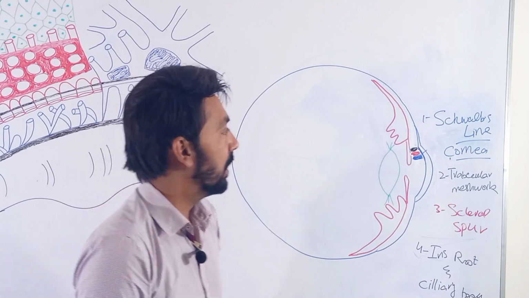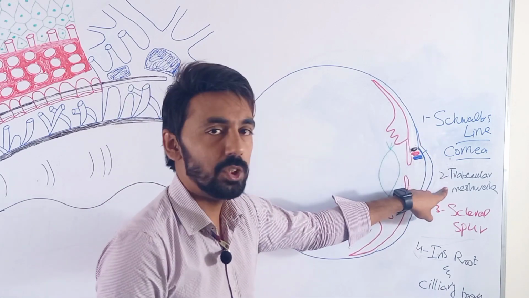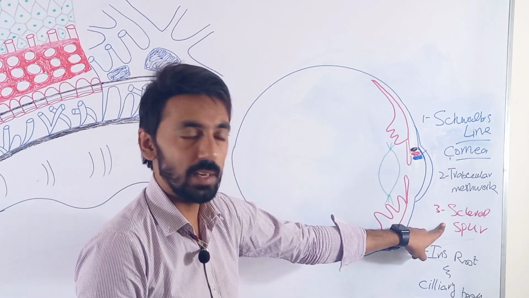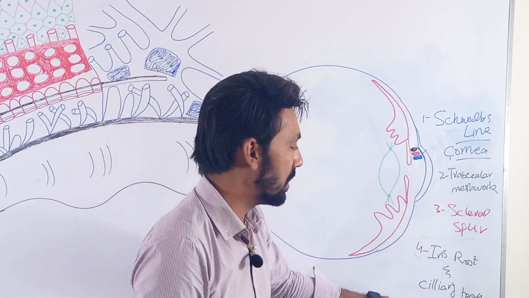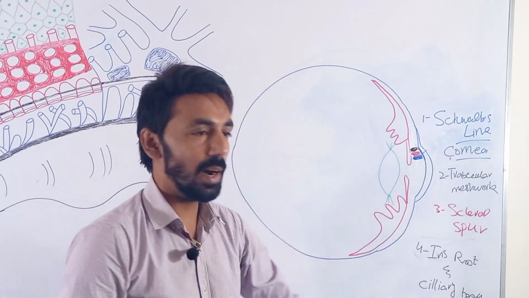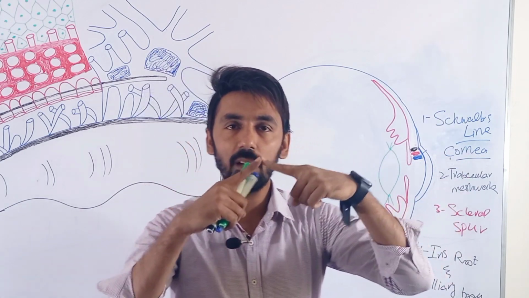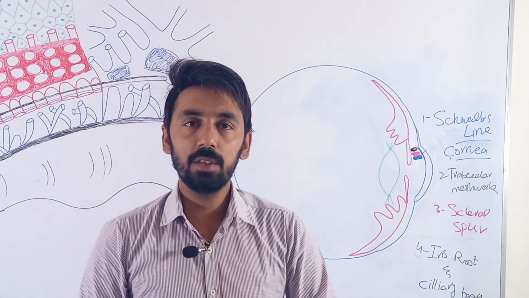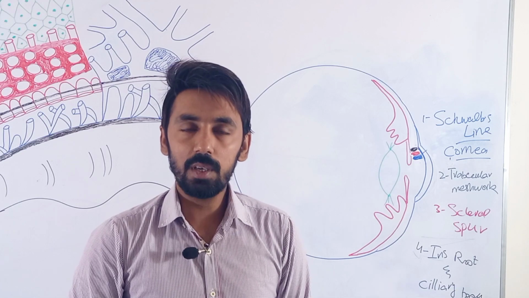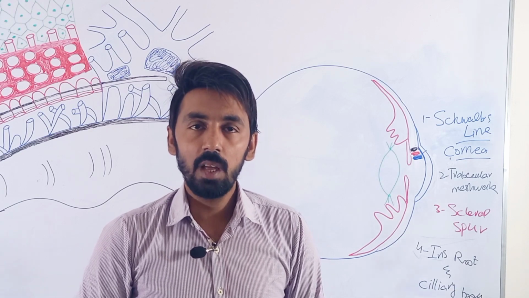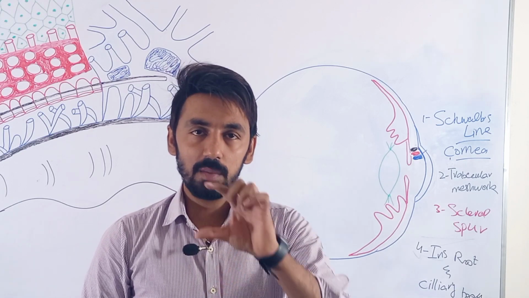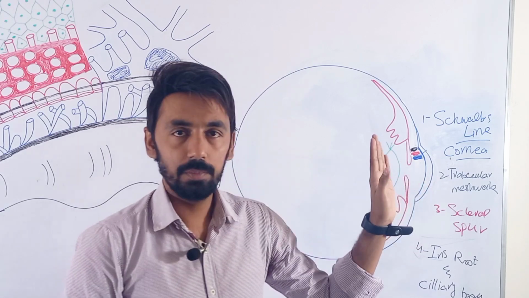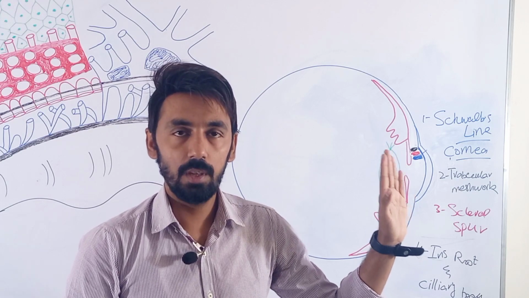So finally, the Schwalbe's line of the cornea, the trabecular meshwork which is part of the anterior chamber, the scleral spur which is part of the sclera, and finally the iris root and the ciliary body. These structures meet together at a specific angle, and combined they make a specific angle which is called the anterior chamber angle. Hope you understand about the anterior chamber angle, and this is the specified point from which the aqueous humor will drain out from the anterior chamber, right?